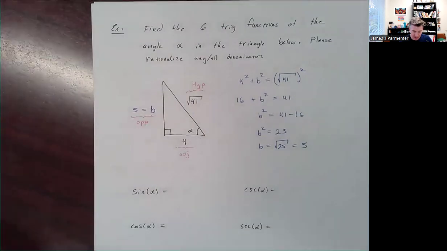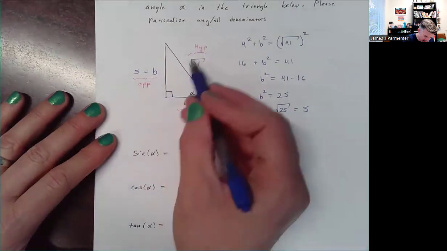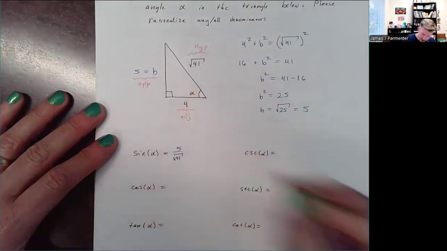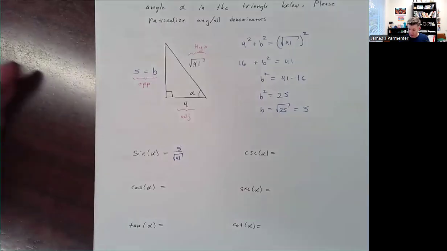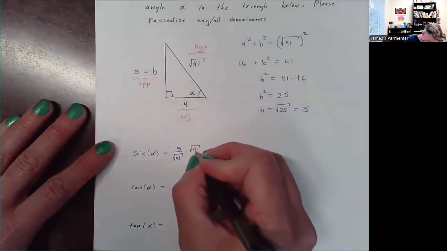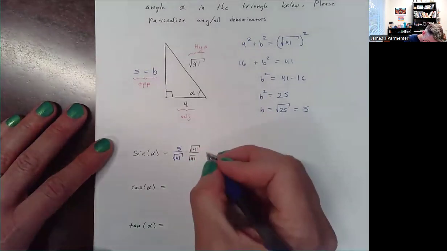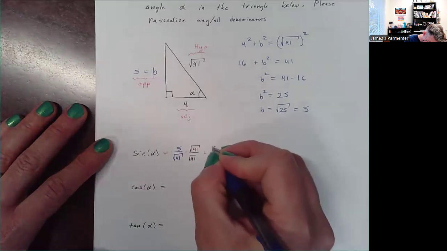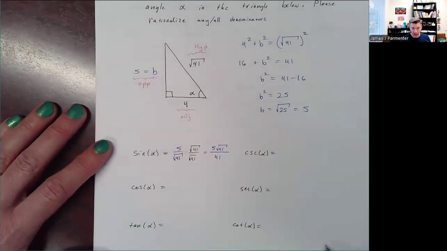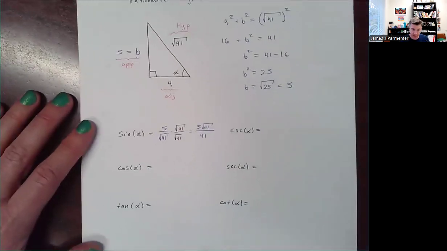All right, let's find all the things. So sine of alpha is the opposite over the hypotenuse, which is 5 over the square root of 41. We're going to have to rationalize that because we have a radical in the denominator. So we multiply that by the square root of 41 over the square root of 41. And we end up getting, in the numerator, 5 times the square root of 41 and 41 in the denominator. And if 5 over 41 can be reduced, I would reduce it, but I can't. So we leave it as is.